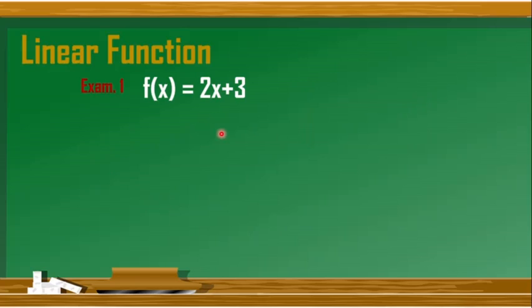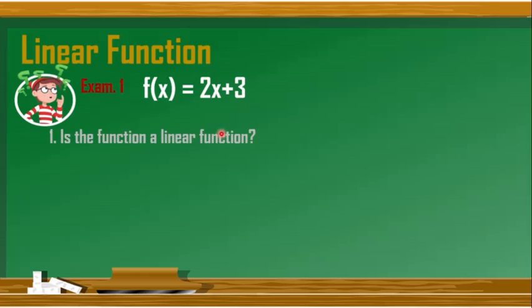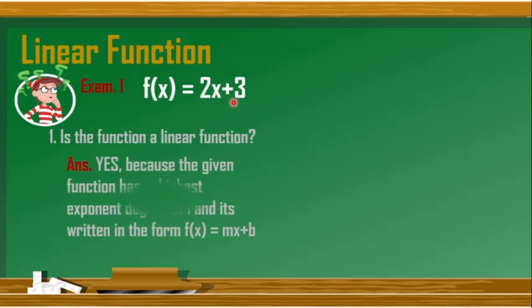Example number 1. f(x) = 2x + 3. Is the function a linear function? Can you consider this one as a linear function? The answer is yes. Why? Because it has a highest exponent of 1, and it is also written in the form f(x) = mx + b.